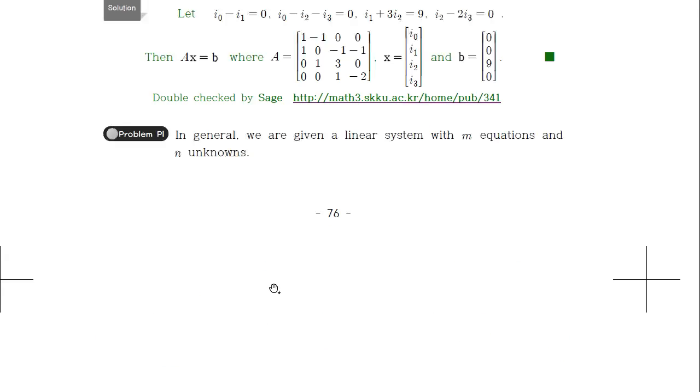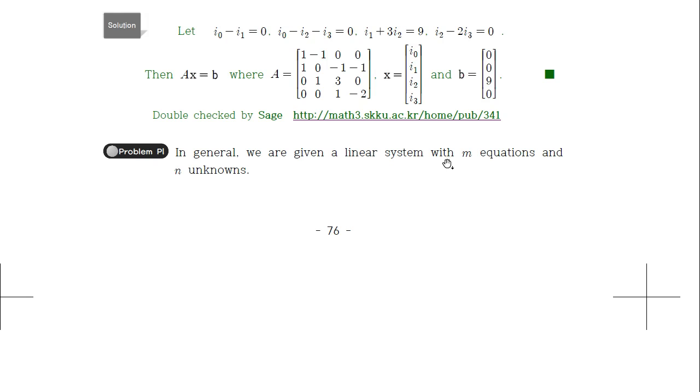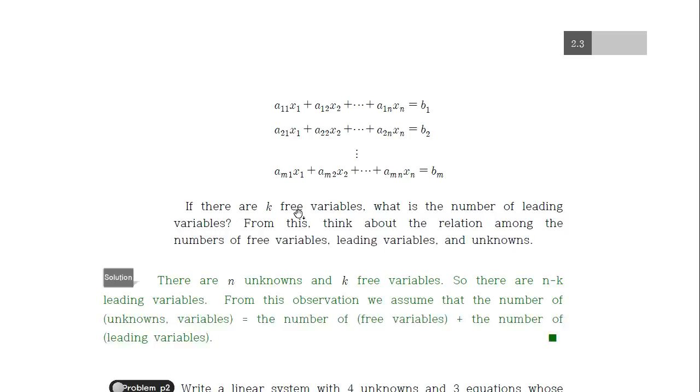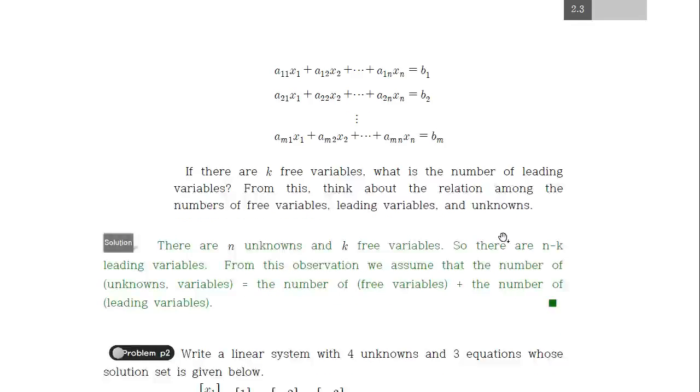In general, we are given a linear system with m equations and n unknowns like this. If there are k free variables, what is the number of leading variables? If you have n variables and k free variables, what's the number of leading variables? That must be n minus k, because the addition of leading variables and free variables should be the whole number of variables, which is n.